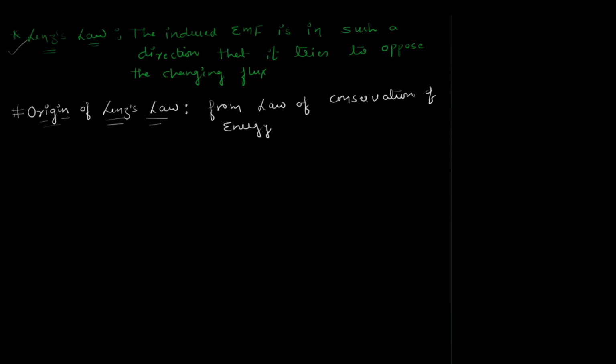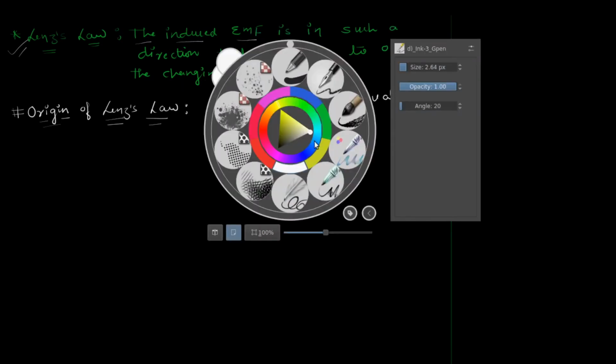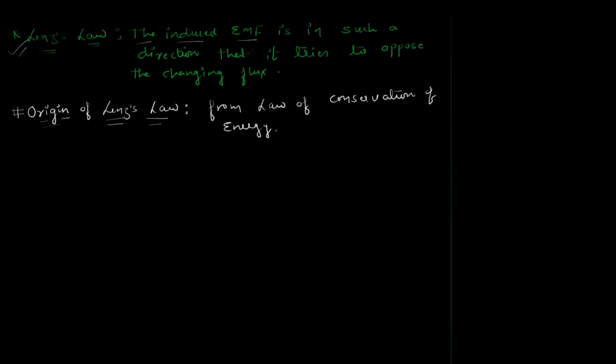Lenz's law, which originated from the law of conservation of energy, basically says something like this: the induced EMF in the coil, and actually EMF is induced due to changing magnetic flux. We already know that from Faraday's law. Anyway, Lenz's law, read with me please: the induced EMF is in such a direction that it tries to oppose the changing magnetic flux. Actually, I should write a little more here, which created it.